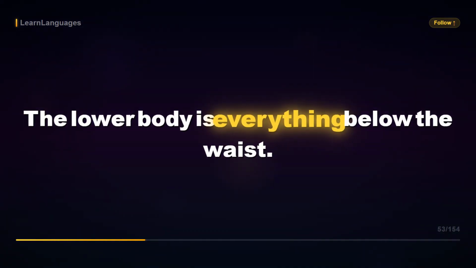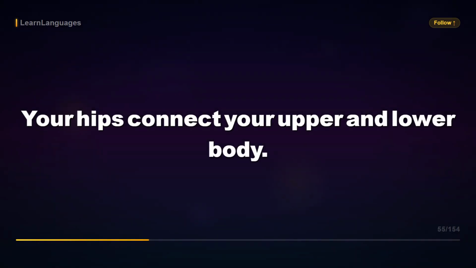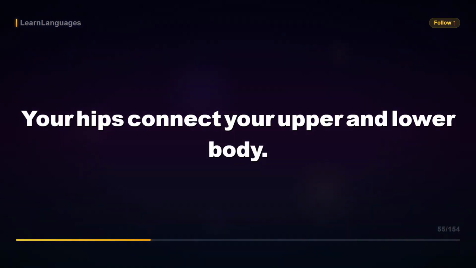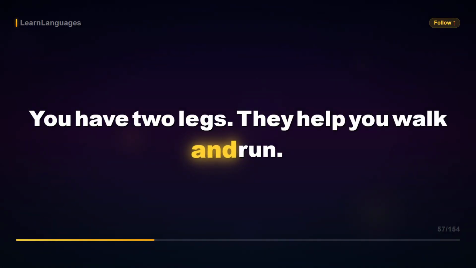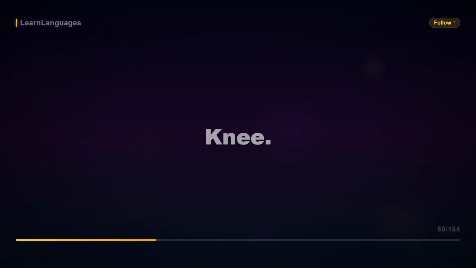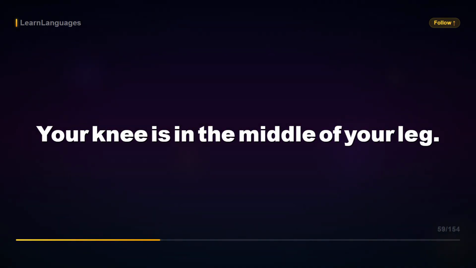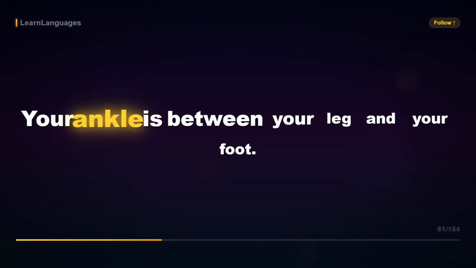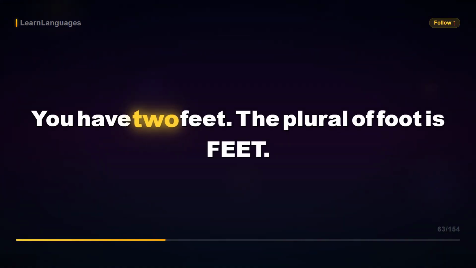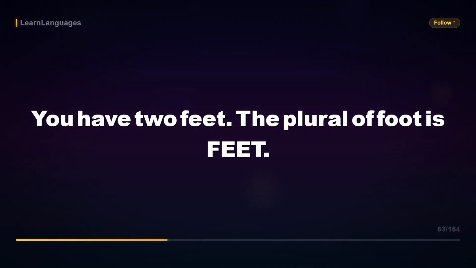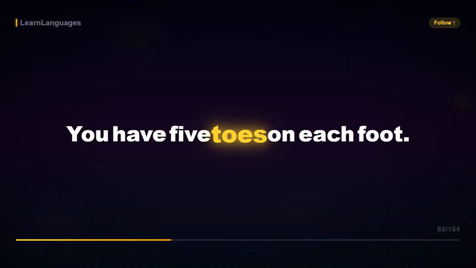The lower body is everything below the waist. Hip, hip. Your hips are at the top of your lower body, connecting your upper and lower body. Leg, leg. You have 2 legs. Your legs help you walk and run. Knee, knee. Your knee is in the middle of your leg. It helps you bend your leg. Ankle, ankle. Your ankle is between your leg and your foot. Foot, foot. You have 2 feet, one at the end of each leg. The plural of foot is feet, not foots. Toe, toe. You have 5 toes on each foot.